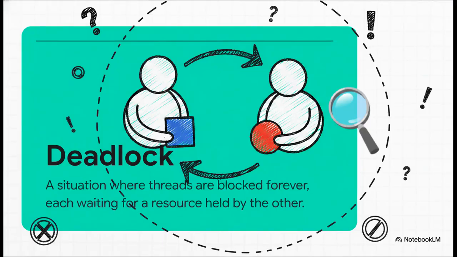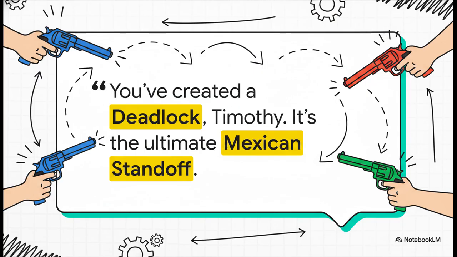Now, the technical term for what Timothy's run into is a deadlock. This is a classic textbook problem in concurrency. It's what happens when two or more threads get stuck in this circular holding pattern. Each one is holding a resource that the other one needs to move forward, and since neither can proceed, they get locked in that state, forever. But Margaret gives it a much better, much more memorable name. She calls it the ultimate Mexican standoff.